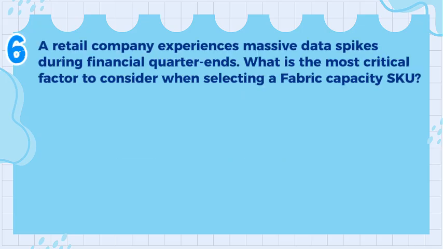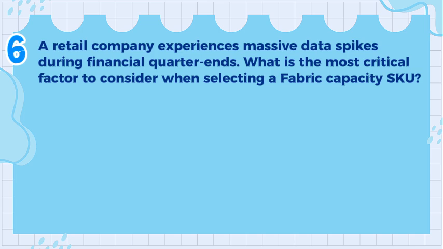Question number 6. A retail company experiences massive data spikes during financial quarter ends. What is the most critical factor to consider when selecting a fabric capacity SKU?